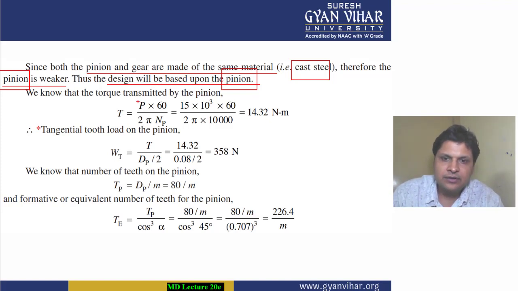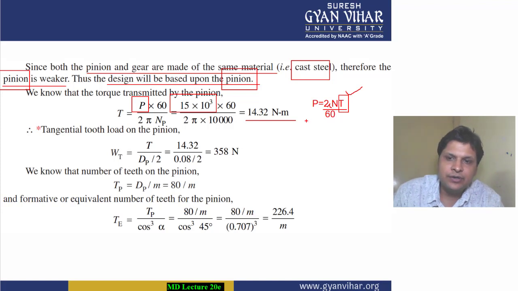First of all, the torque that is transmitted we can calculate, since we have been given the value of power. So the power transmitted is 15 into 10 to the power 3. We all know that power P is equal to 2 pi N T divided by 60. By this formula we can calculate the value of torque transmitted, because power is given to us. So torque is calculated, it is equal to 14.32 Newton meter.